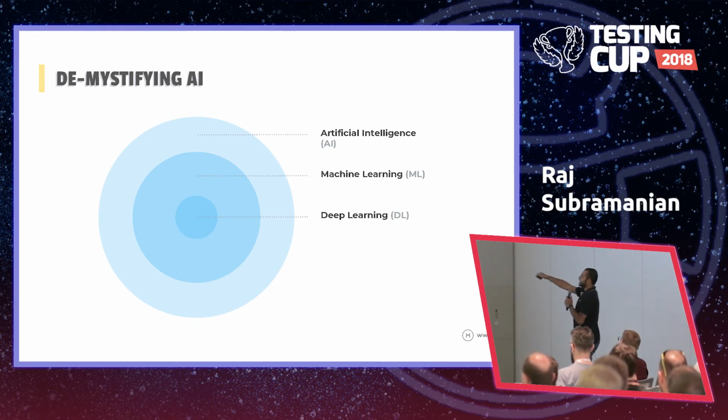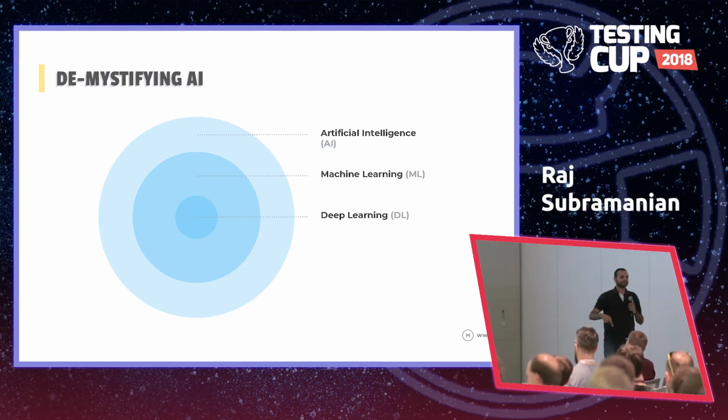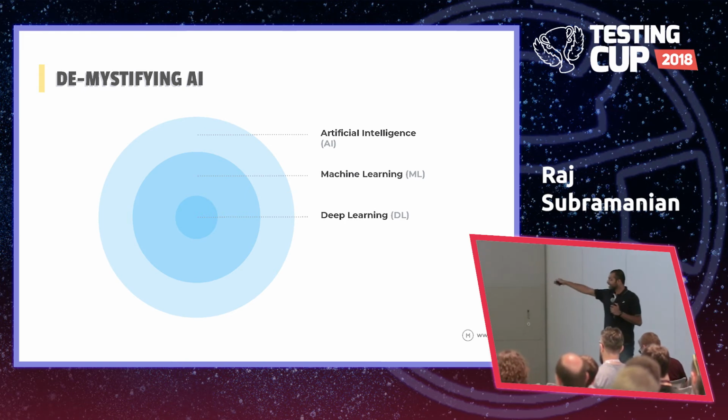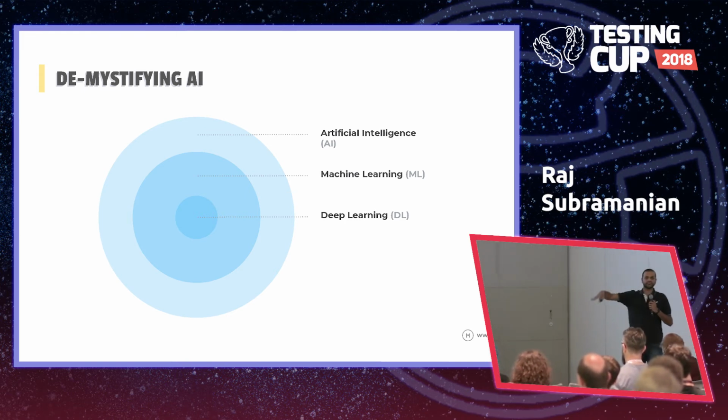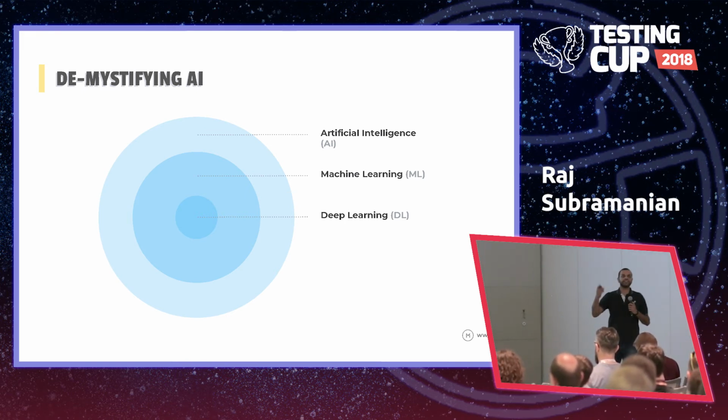So you have AI, and then you have machine learning, which is a subset of AI, and then you have deep learning. Just like deep learning, you have various subsets under machine learning: Bayesian networks, inductive logic programming, and deep learning is another branch of machine learning. And deep learning is important to know because that's what we are using everywhere right now.